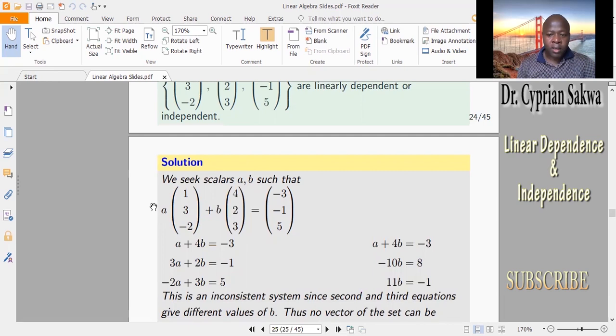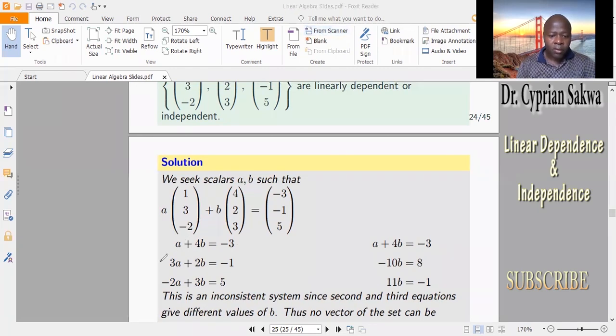So I want to see whether I can get scalars R and B such that R times this vector plus B times the other vector would give me this vector. Multiplying out, I would have R + 4B = -3, 3R + 2B = -1, and -2R + 3B = 5. So let's solve this by reducing to echelon form.